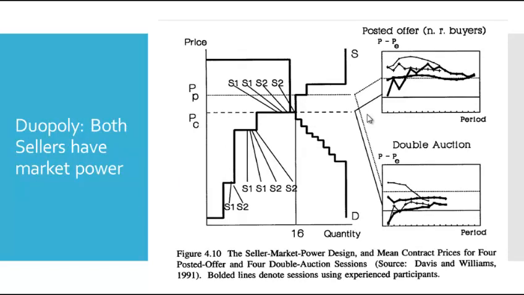Okay, in duopoly we have two sellers, and in this experiment both sellers have market power. There are two prices. There is the competitive price, where both parties behave competitively, and then there is the price with P, which is the market power price.